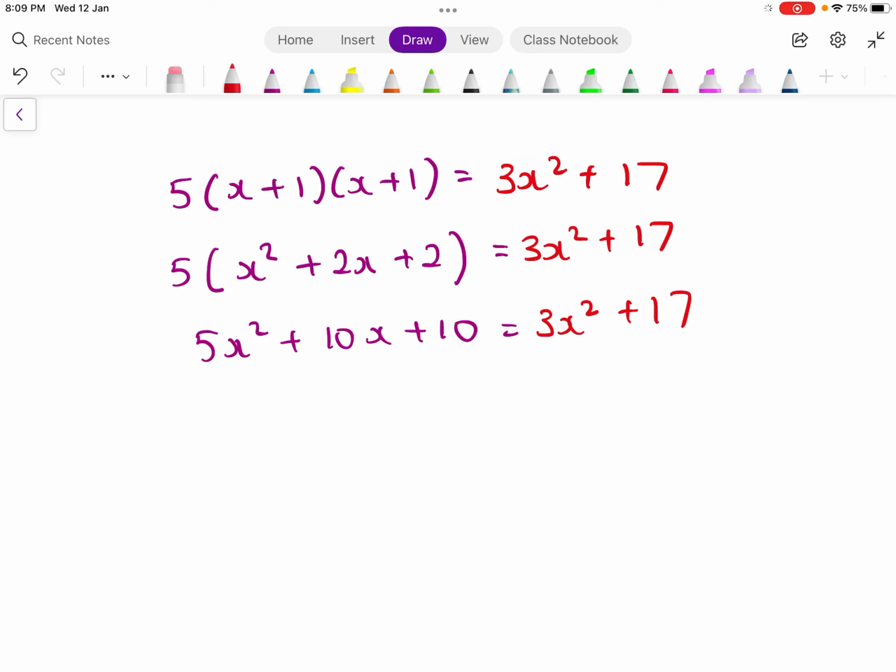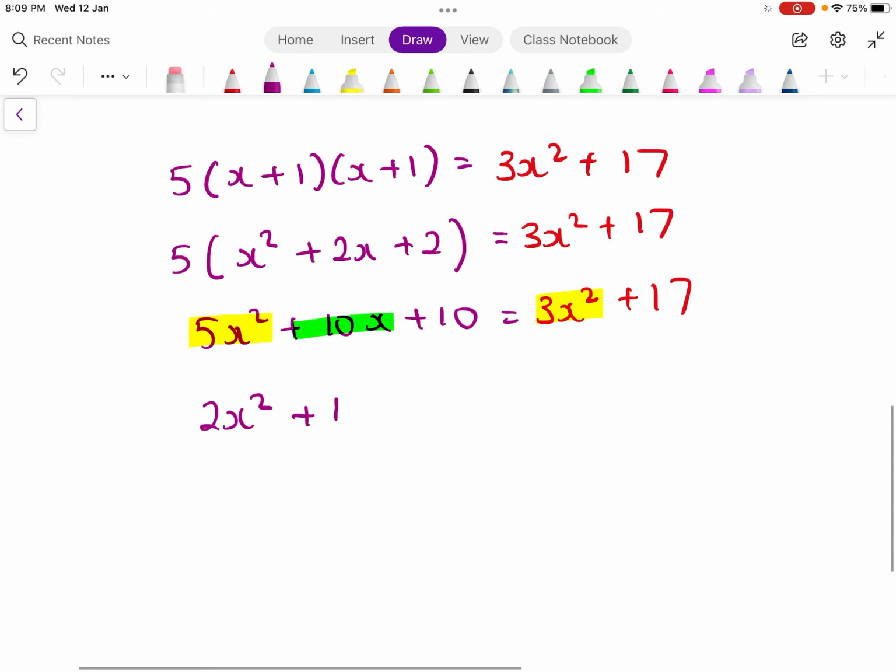When you move everything to the left hand side, the 3x squared becomes minus 3x squared. So 5x squared minus 3x squared, you will get 2x squared. Next, positive 10x, this one you just leave alone. Next will be the last one: positive 10, then the 17 you move to the left hand side becomes minus 17. So it's negative 7 equal to 0.